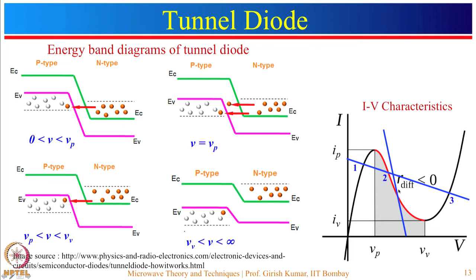Now if you see here, in this region the current increases linearly with voltage. However, in this region it acts like a conventional diode. So region 2 is a transition between the linear region and the PN junction region, and in this region it behaves like a negative differential resistance. Now this diode is represented by this symbol, this represents the anode and this represents the cathode.